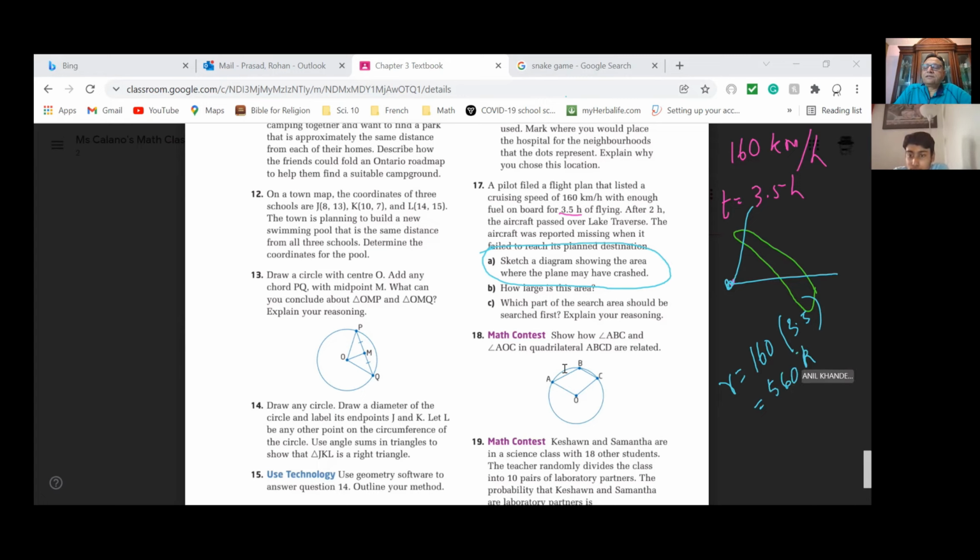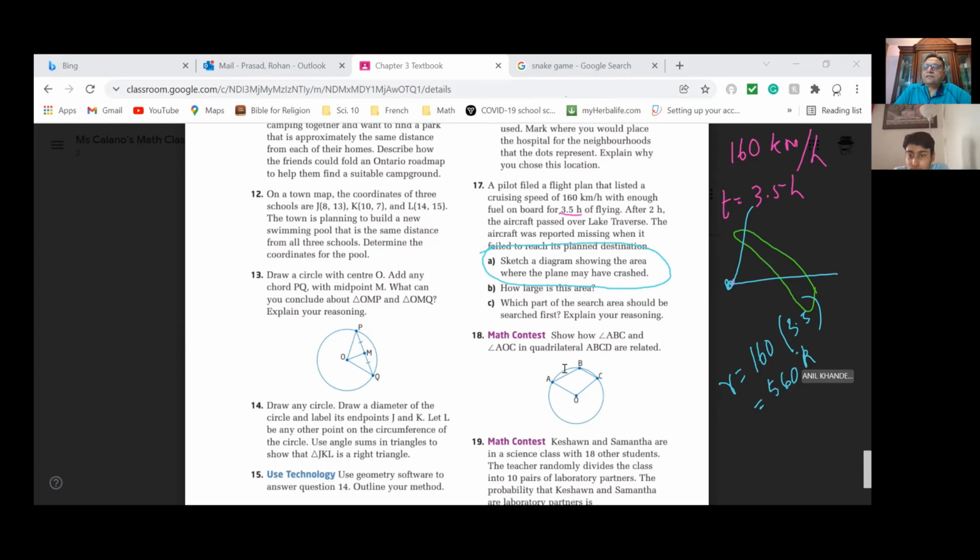Now, you know the lake. So after 2 hours, so time is not precise, but after 2 hours, the aircraft passes over the lake, right? So somewhere the lake is there, after 2 hours it crosses. So definitely it is within this particular area, right? So now you can actually sketch the circle with the radius of 560 kilometers, right? Yes, sir.